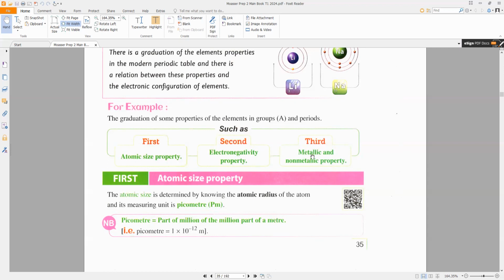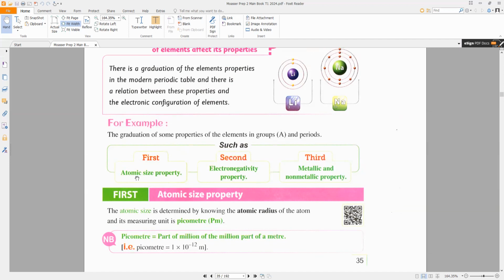So we'll study 3 of these properties, and we will study what happens to each property in the table. What happens to the atomic size in period and group? What happens to the electronegativity? And which are metals and which are non-metals? What happens to the metallic property and non-metallic property in the table?